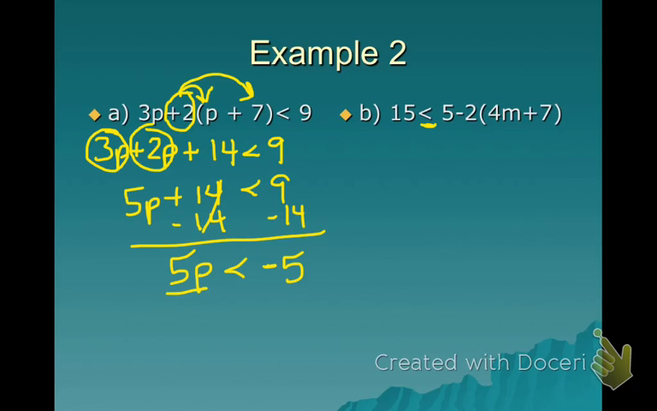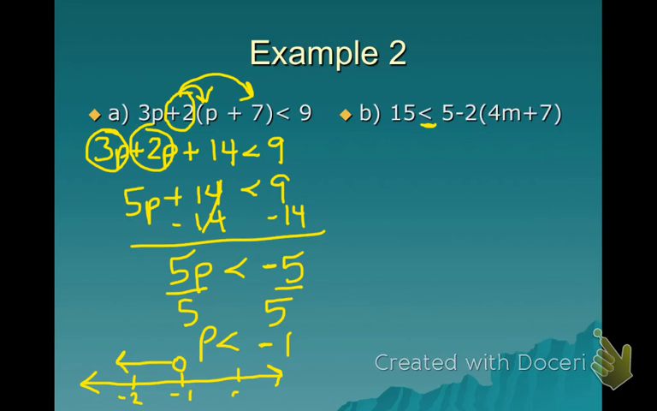Okay, and then we're dividing by a positive, which does not change the symbol. It's very easy to see that at negative 1 it would be an open circle and point left. That would be negative 2, 0, things like that. All right, let's look at the one on the right.